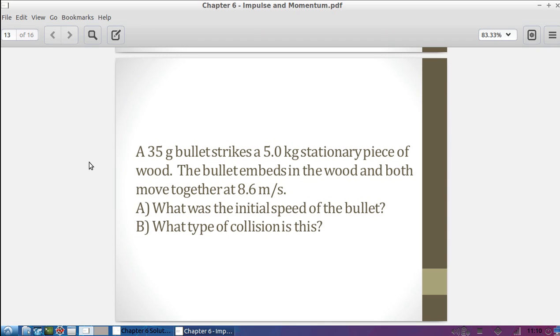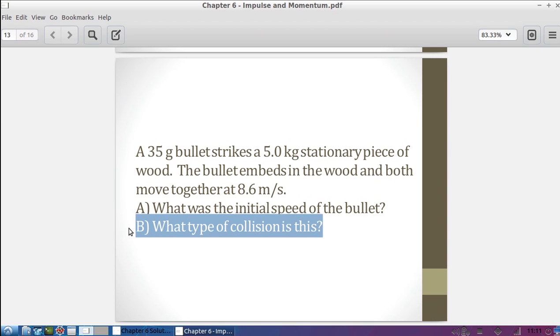Okay, so a 35 gram bullet. So first thing I think to myself when I see grams, I think I'm in physics land. Everything's got to be in kilograms, even if it's not reasonable, right? Even if this is a very small mass. So I've got a 35 gram bullet that strikes a 5 kilogram stationary piece of wood. The bullet becomes embedded in the wood. So that tells me I'm going to answer part B first. The bullet is embedded in the wood. Both move together at a speed of 8.6 meters per second.